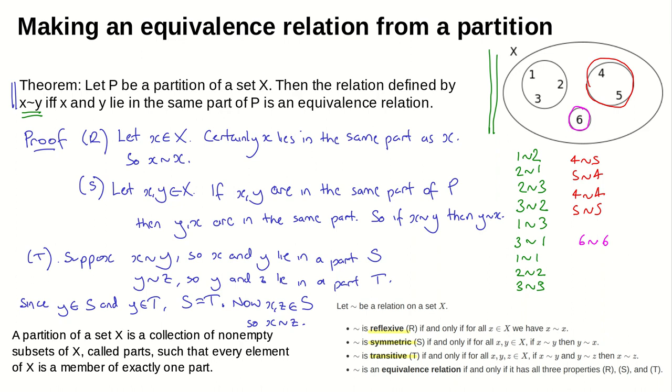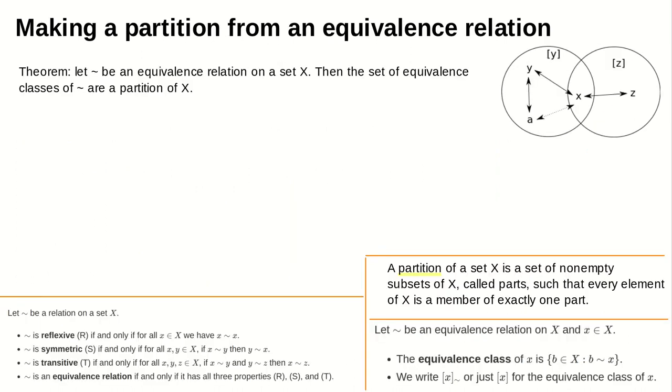We've proved that this relation has the reflexive property R, the symmetric property S, and the transitivity property T. And so this relation is an equivalence relation, and that proves the theorem. All right, so we're done with this theorem. We've finished. And let's move on to working in the other direction.